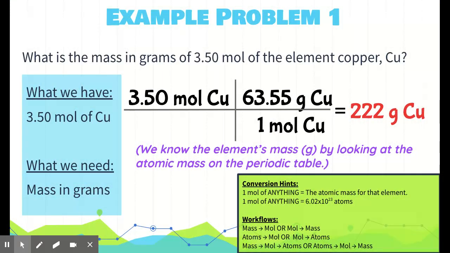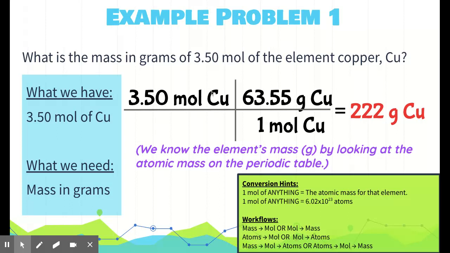So an example problem here. You probably recognize these from first semester, so just kind of bringing these back. What is the mass in grams of 3.5 moles of the element copper? If we're starting out with 3.5 moles of copper, this is the unit that I'm starting with. This is what I have. That means that moles of copper has to be my unit down here, because this is the unit that I have. I'm going to set this equal to 1 mole is equal to this many grams. Remember that we're getting this mass from the periodic table.